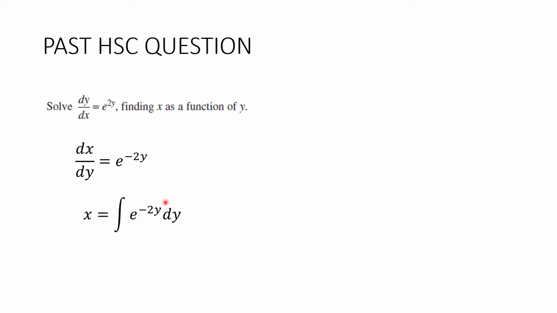Now outside function is an exponential, inside function is a power rule. So we're going to end up with, the exponential stays the same, divide by the derivative of the inner function, which is negative 2, plus c. Now it says find x as a function of y, so we actually don't have to change this to make y the subject. But I'm just going to tidy it up a bit. So x is equal to negative e to the negative 2y over 2 plus c.